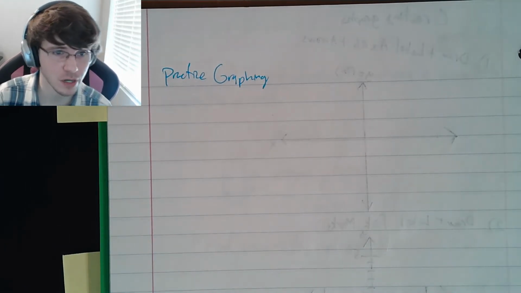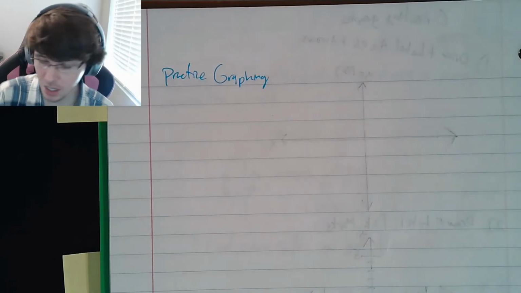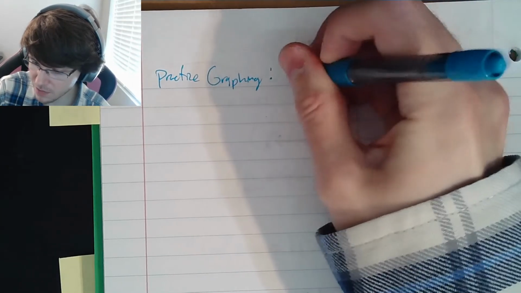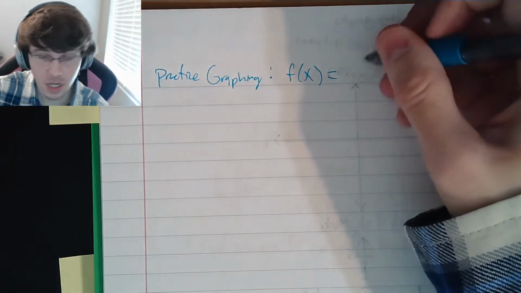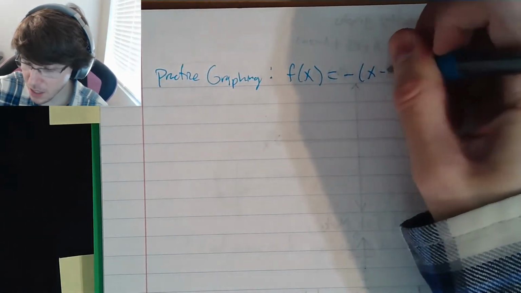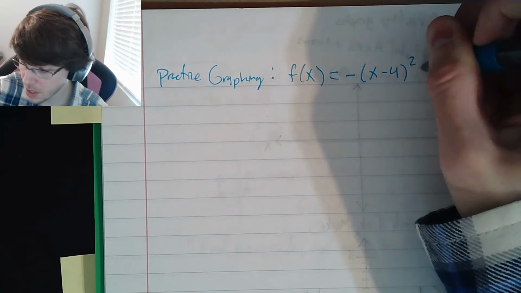We don't really have a whiteboard here. Graphing the parabola, and it is f of x equals negative x minus 4 squared plus 9.